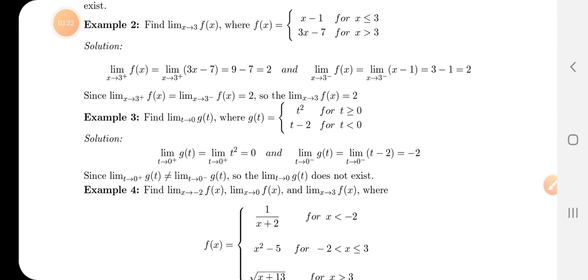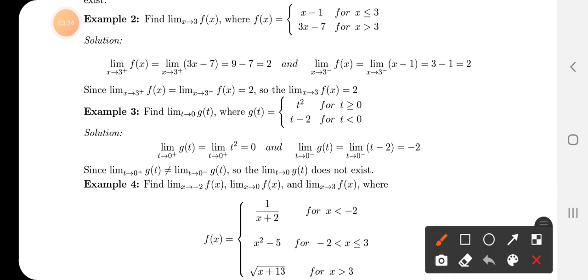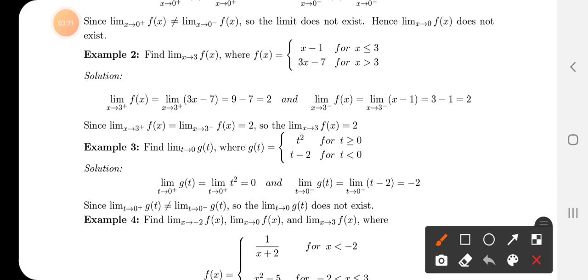Here the function is again given in pieces. Two pieces are given. It says that when x is less than 3, we have the first function, and when x is greater than 3, we have the second function. So here you have to find the limit of f of x when x approaches 3. First we will calculate the limit from the right hand side. For the right hand side, which function should I choose, the first one or the second one?